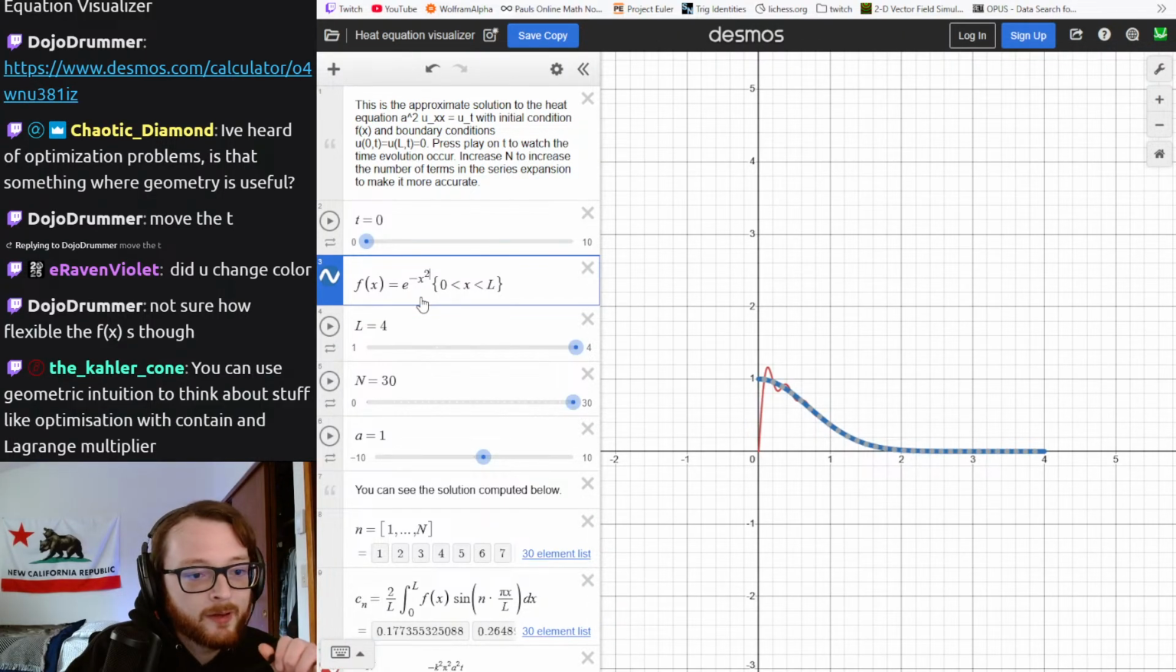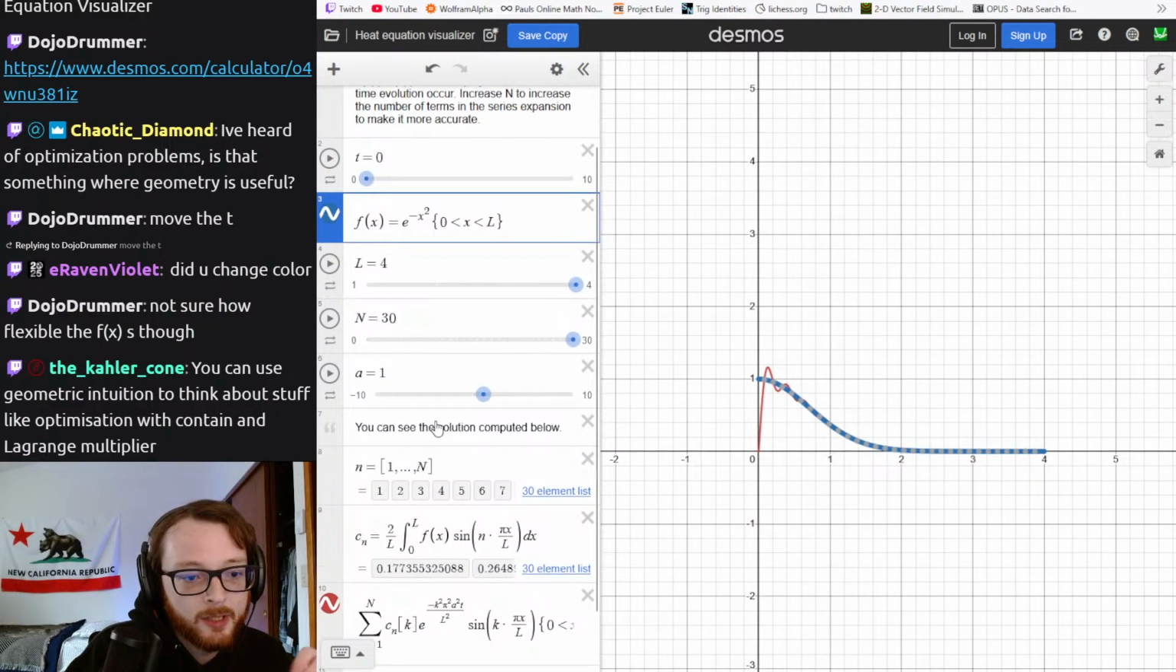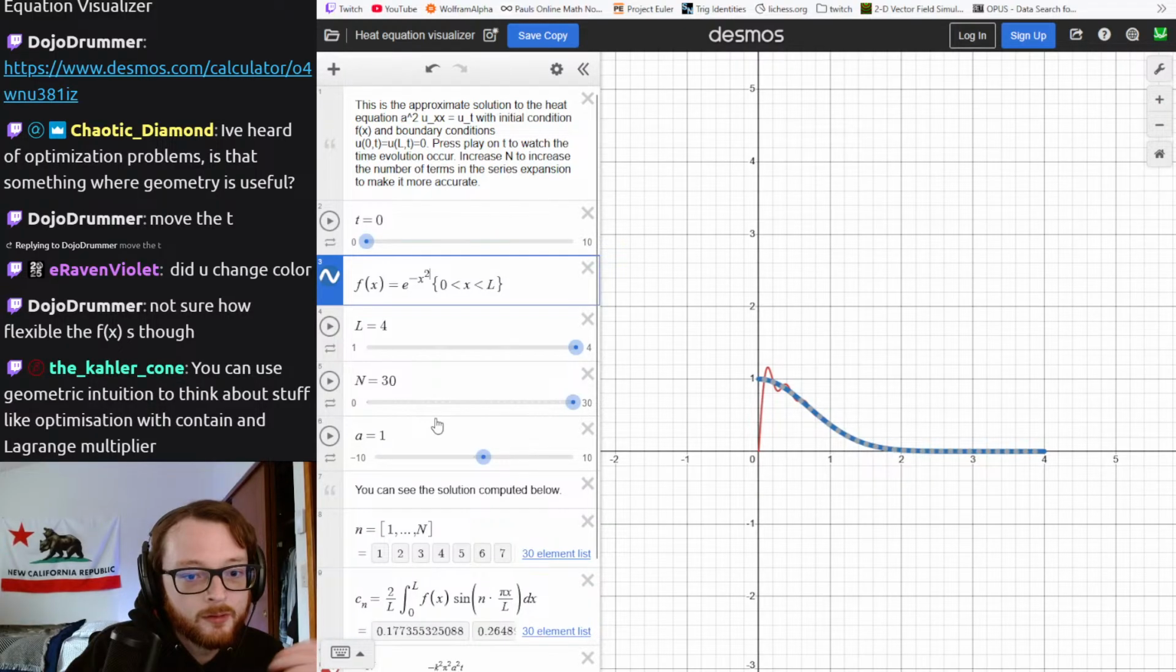Not sure how flexible the f of x is. I mean, it's just a numerical solution, or it's just like a Fourier series. So it's doing everything numerically. It shouldn't matter how complex the f of x is. But this isn't the exact thing that I would need, unfortunately. I do like it, but it's a slightly different differential equation. It's the same heat equation, just the boundary conditions being different is kind of important. Unfortunately. Thank you for even looking, though.